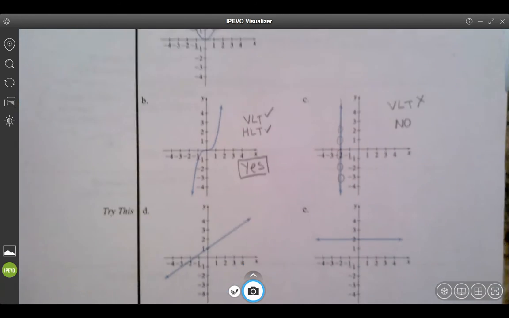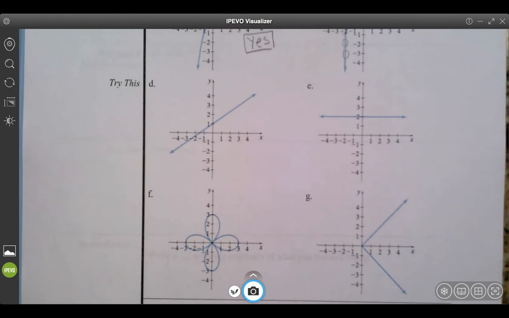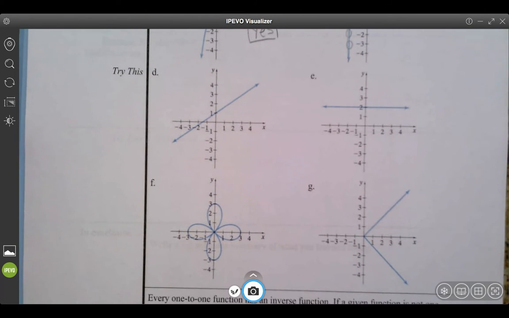So what you're going to do right now is pause the video, go ahead and answer D, E, F, and G, just yes or no. If these functions are one-to-one, put it into Edpuzzle, and then we'll go over the answers together.